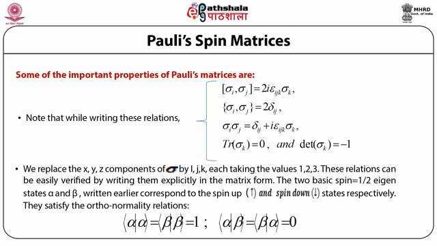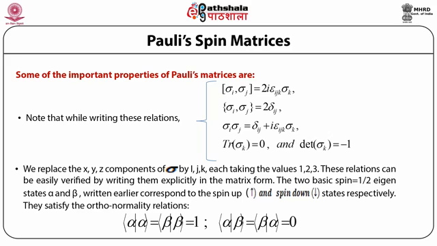So here what is important to note is that while writing down these relations, we have replaced the x, y, and z components of the Pauli spin matrices with i, j, k, each taking the values 1, 2, and 3. These relations can be easily verified if we write them in the matrix form.